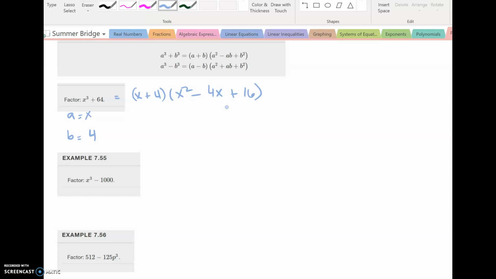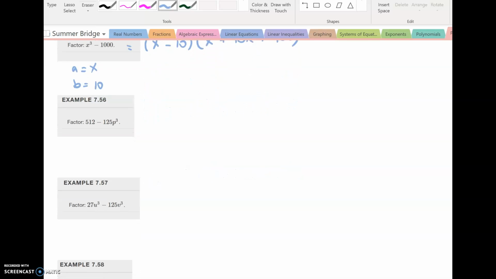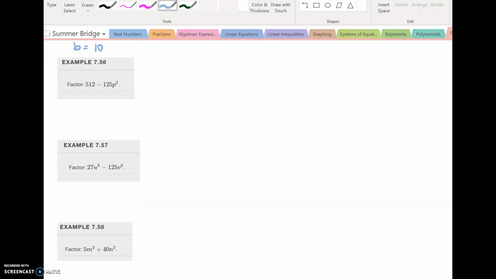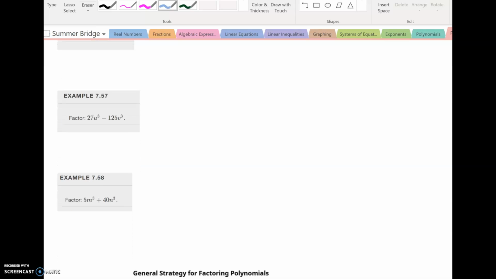Okay, now the next one here, again, our A is going to be X, our B is going to be 10. Okay, so we're going to have X minus 10, and then we're going to have X squared plus 10X plus 100. Okay, and I'm just following the patterns for all of these. But that's as far as I really wanted to go. I do have a few more examples here. If you want to practice, you absolutely can.